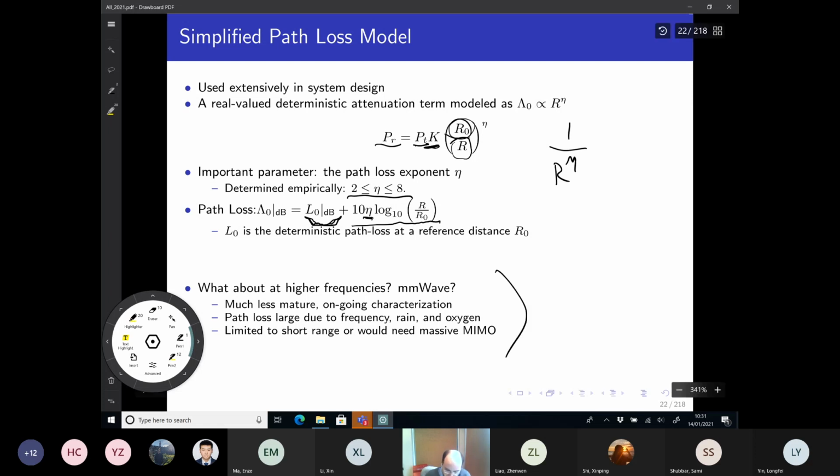Right, so you can do this for higher frequency bands as well. It's obviously less mature than the low frequency band, but things have been done in the past few years, right? Because 5G uses high frequency bands.